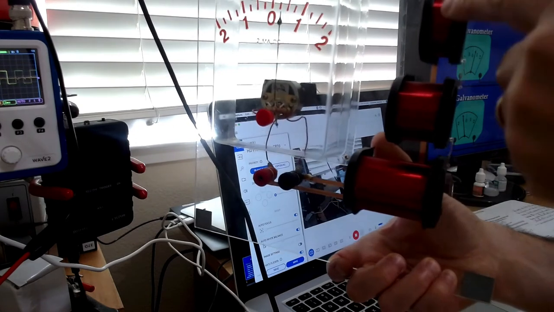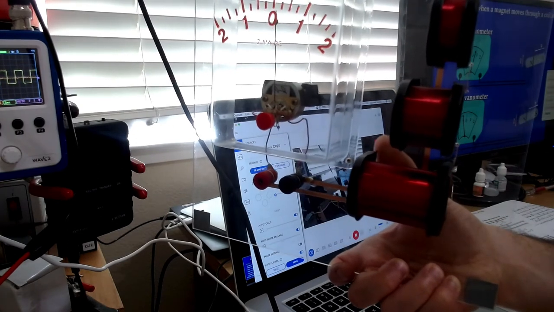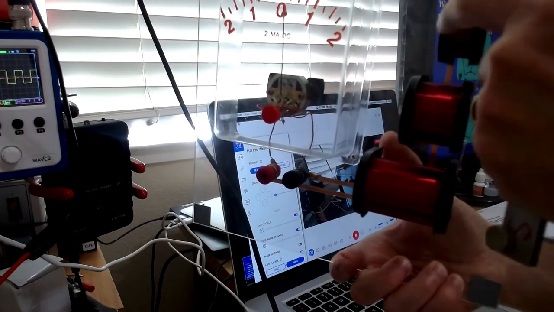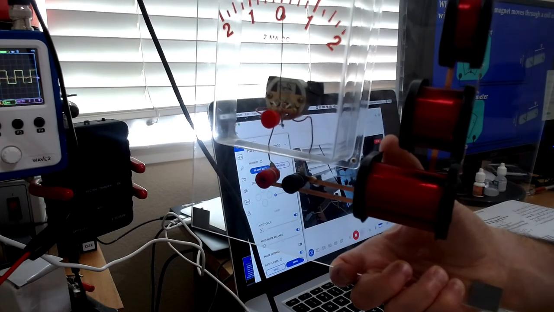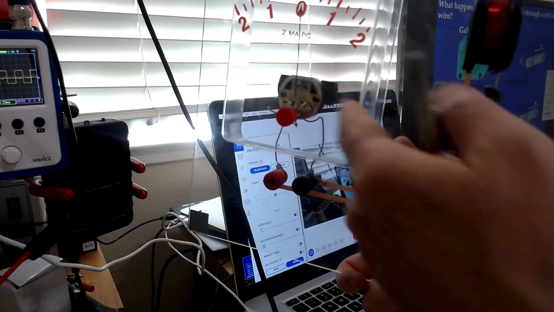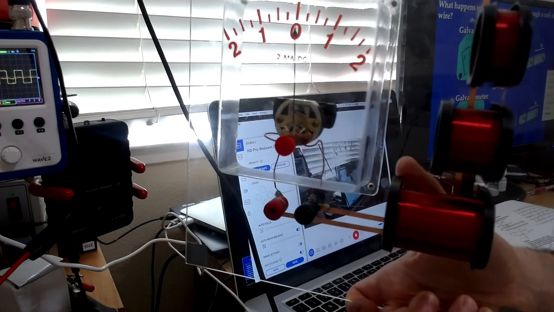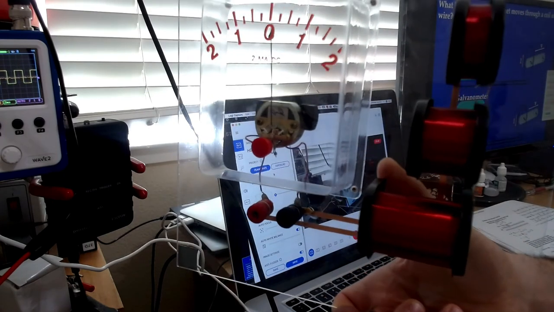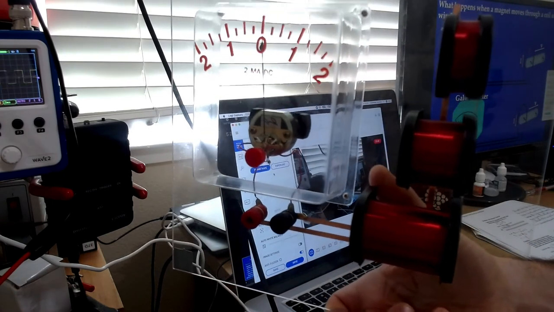What's the difference between these coils? The top one and the bottom one. What is it? The size of them. Yeah, there's more turns on the bottom than there are at the top, so I actually get a bigger deflection, so I get more current. So I have current running through this thing. I don't have any power supply. Where's the energy coming from?